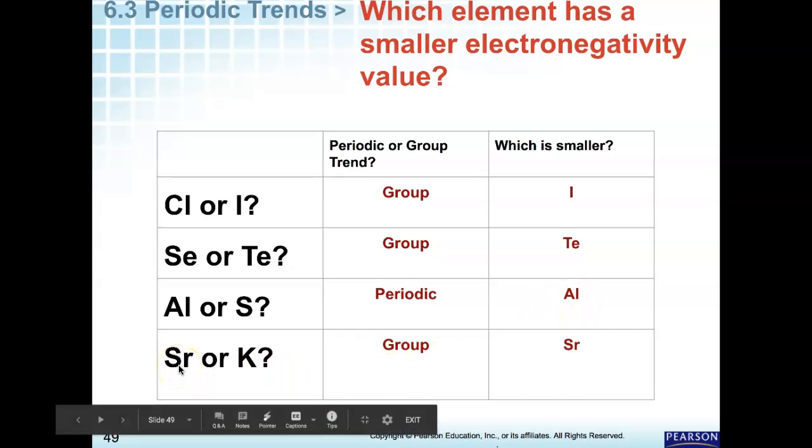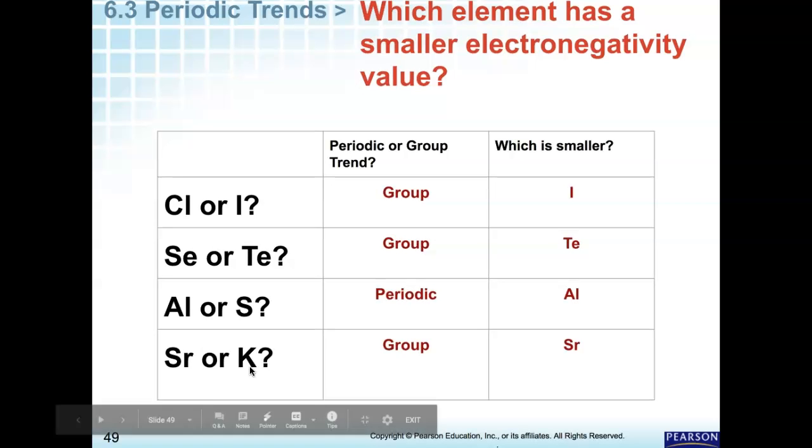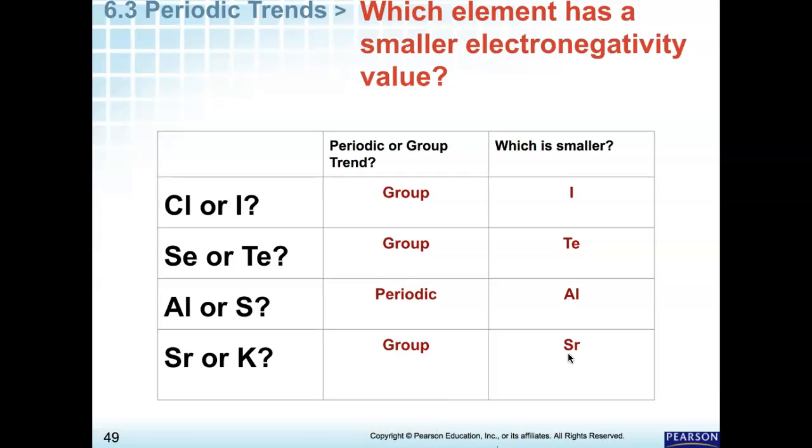When I'm looking at Sr or K, strontium and potassium, they're not in the same period or the same group. So what do I do? Well, let's consider it this way. Strontium is definitely further down the periodic table, right? So that, remember, has precedence. And since it has precedence, we work with the group trend, and strontium would have a smaller electronegativity because its nucleus is further away, so there's not as much pulling power with electrons from another element.